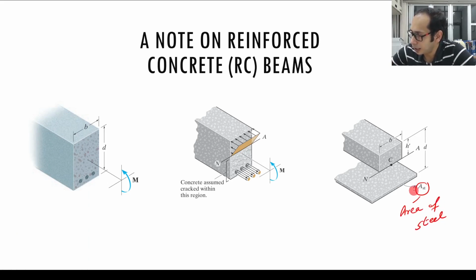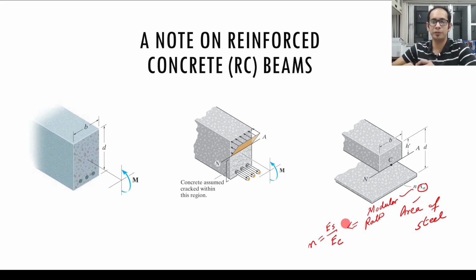So AST is the area of steel, right? And n, as you know, is the modular ratio, which is equal to the E of steel divided by the E of concrete, right? So what you have done over here is transformed the whole material that you see into one single material, that is concrete, for the top part.